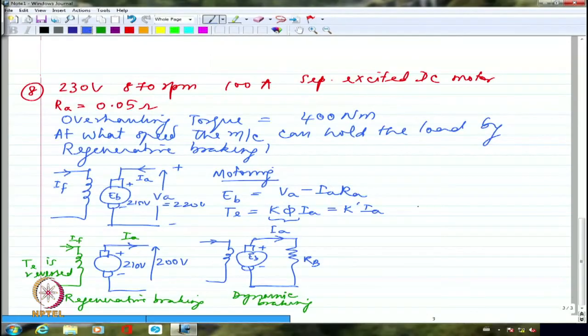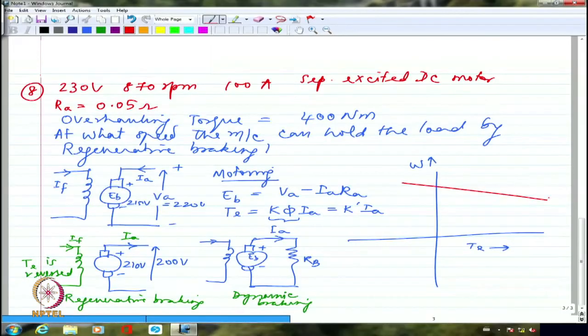If I try to show you in the form of characteristics, this is the speed, this is the torque, and this is going to be my normal characteristic of the DC machine. Maybe the machine was operating at some point here. This was the operating point that we were talking about. Now, let us say it is something like a vehicle which is going downhill. What will happen? The speed will increase enormously. Whether I like it or not, the speed is going to increase quite a bit.